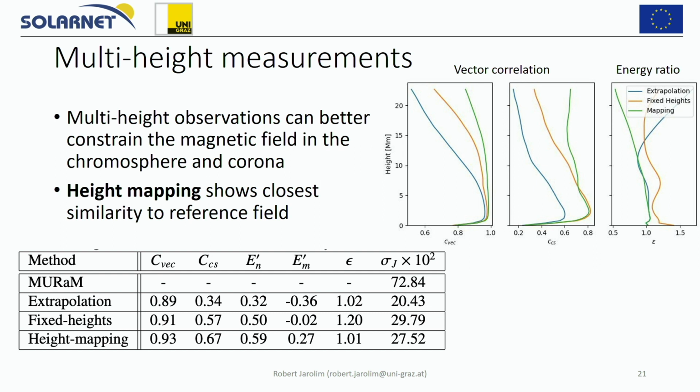And when we look at this in terms of height, here you can see the vector correlations on the left-hand side, and on the right-hand side you can see the energy ratio. We can see that we get better results throughout by applying this mapping of the individual surfaces that we're observing. So this means that we can incorporate this new data into our extrapolation method.